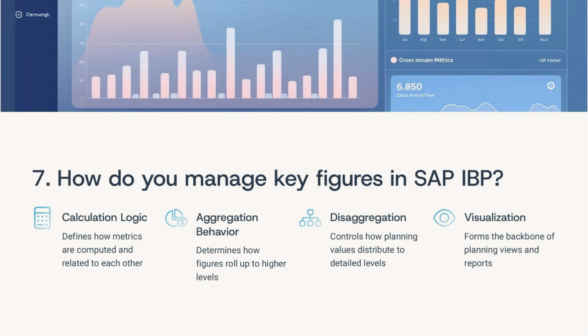7. How do you manage key figures in SAP IBP? Key figures are the metrics we plan and analyze, like forecast quantity or inventory levels. In IBP, we configure them within the planning area and define their calculation logic, aggregation, and disaggregation behavior. They are the backbone of planning views and algorithms.